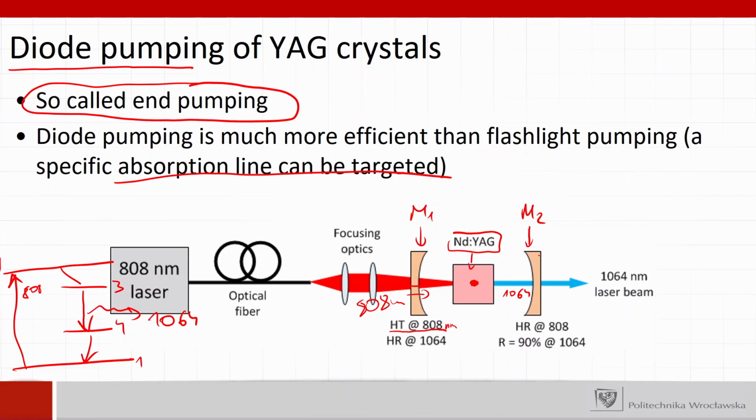And this back mirror also has a reflectivity of around 90% at 1064, which means that 90% of the wavelength will be reflected and 10% will be extracted. This will be our laser output, and the rest will still be amplified in the resonator. So this is called end pumping because we pump from one end.